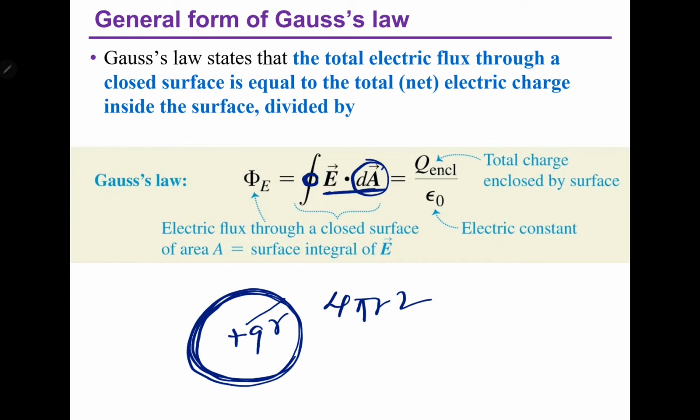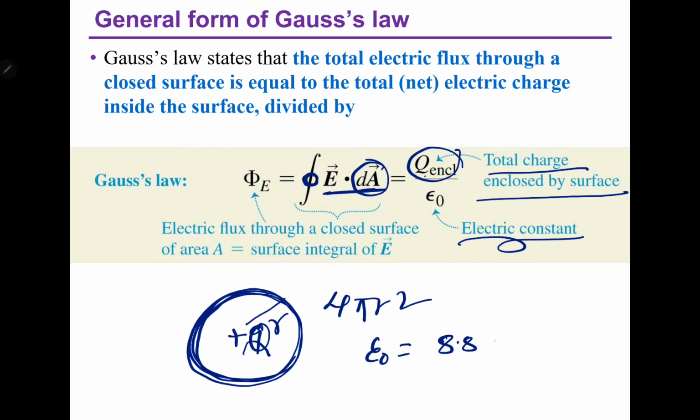This is equal to Q enclosed, the total charge, let's say capital Q, right? Total charge enclosed in the surface divided by electric constant. You know epsilon naught is the electric constant. Its value is 8.854 times 10 to the power negative 12 Newton meter square per coulomb square, right? So this is the constant.